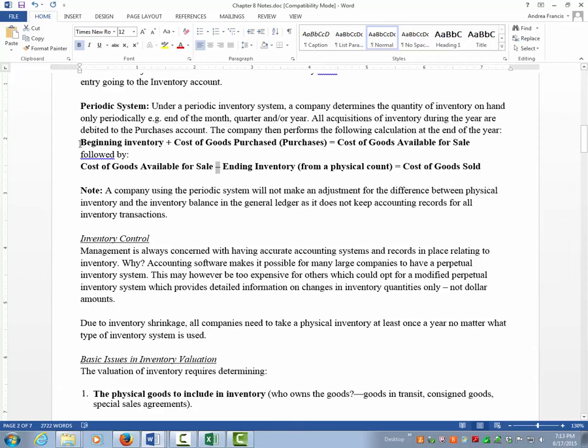There is no minus sign in front of beginning inventory. That means that beginning inventory and cost of goods sold move in the same direction. So if beginning inventory is too high, cost of goods sold is too high. If beginning inventory is too low, cost of goods sold is too low.